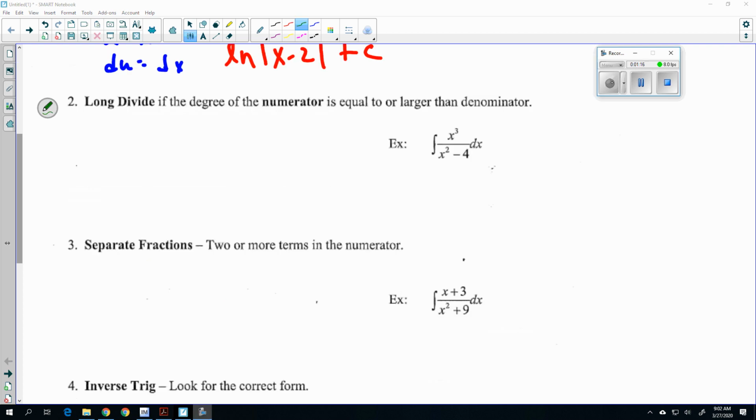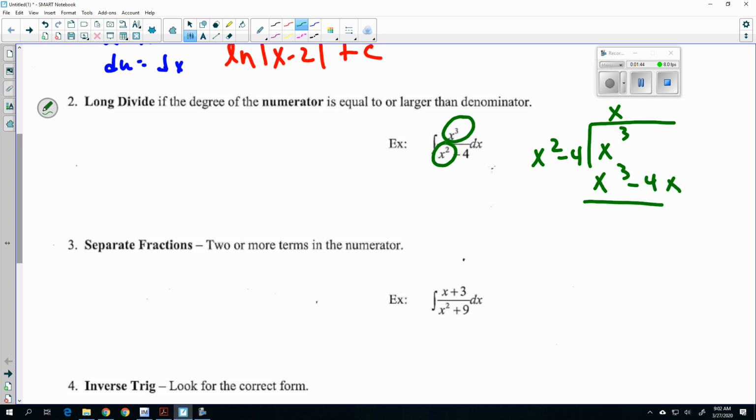Next problem, you want to look again. I can't reduce that fraction. I can't split that fraction up. If I pick a u, it would have to be the denominator, and my du would not match either. So when we had something like this, when the degree in the numerator was equal or larger than the degree in the denominator, we would do a long division. So I'm going to take x cubed and divide it by x squared minus 4. I multiply by x, and I get x cubed minus 4x. I need to subtract, and I get 4x. I can't multiply anything by x squared to get 4x, so that is my remainder.